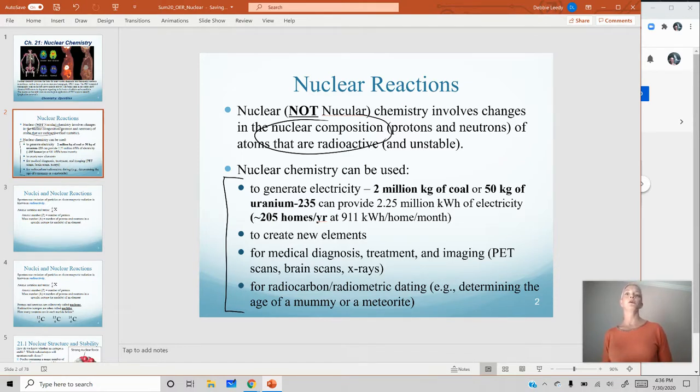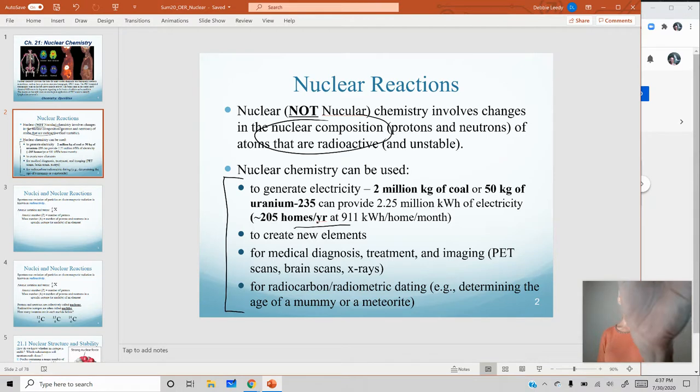So, for example, if we want to provide about 2.5 homes per year with sufficient electricity, it's going to take 2 million kilograms of coal. I can't even fathom that number, by the way. Or it's going to take about 50 kilograms of uranium-235 to power a nuclear reactor. So considerably less material. Of course, we know the dangers associated with that, but those happen so infrequently that in the long run, it's not an issue.